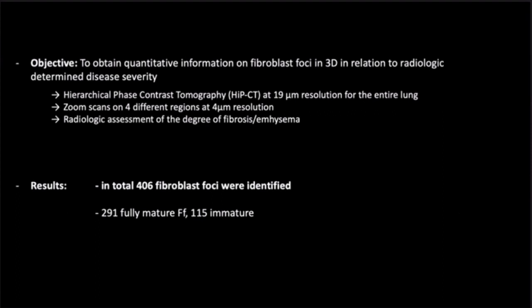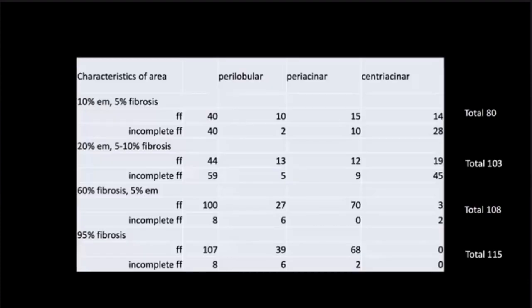But in addition, I think this is most interesting, we can relate this back to what we see on the HiP-CT scan and on the in vivo CT scan of the same patient, so that we can divide these fibroblast foci in healthy areas and fibrotically remodeled areas. And these are the results that you can see here. So these areas were scored. So this is an area with limited fibrosis, only 5%.